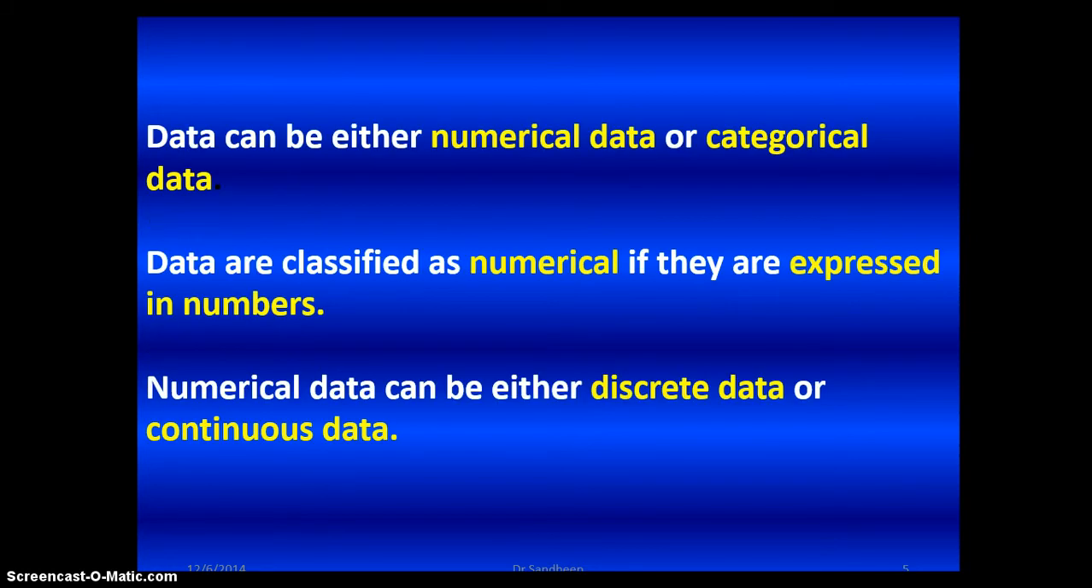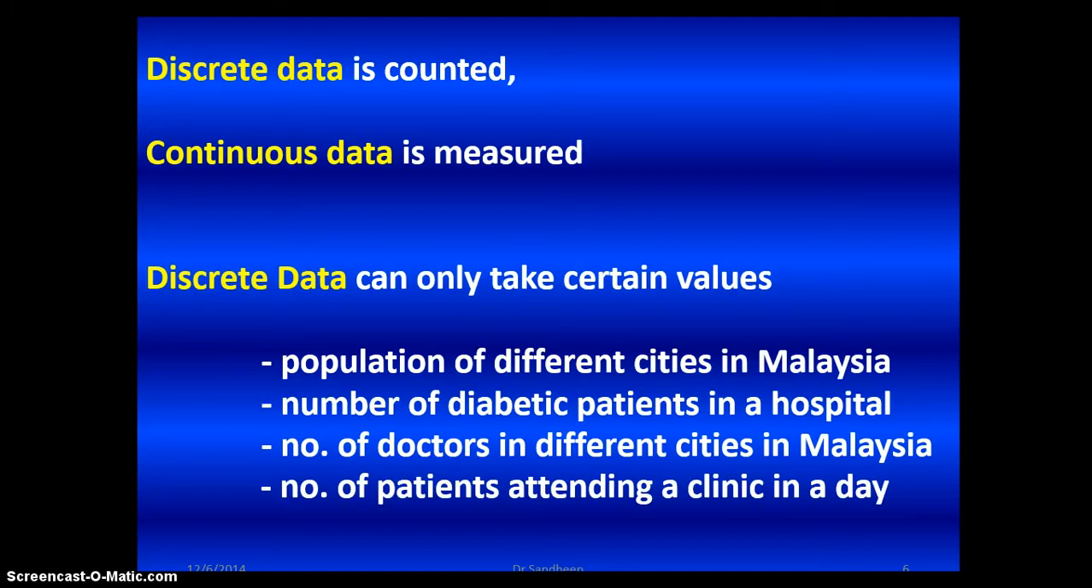Data can be either numerical data or categorical data. Numerical data means they are expressed in numbers. Numerical data can be either discrete data or continuous data. Now we will see what is discrete, what is continuous. Discrete data is counted, continuous data is measured. Now I will go in detail. Discrete data can only take certain numbers or certain values.